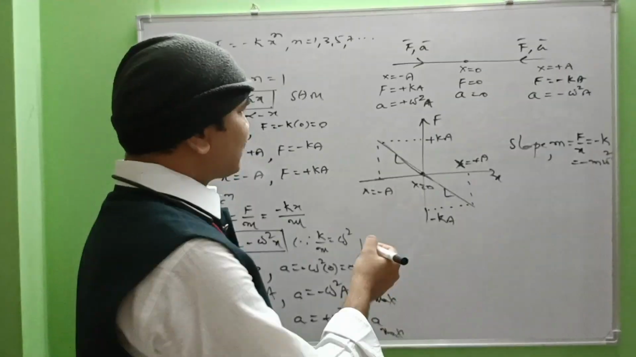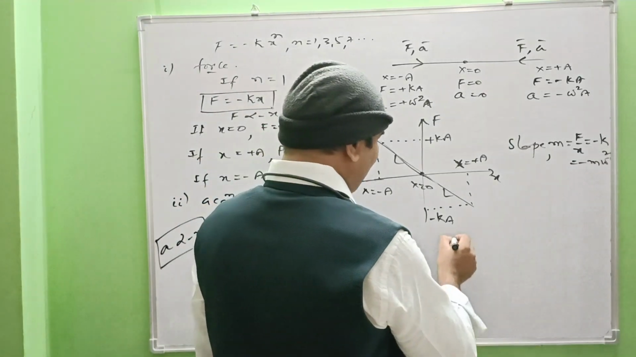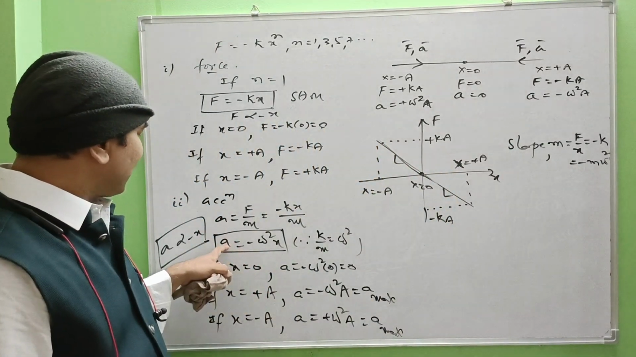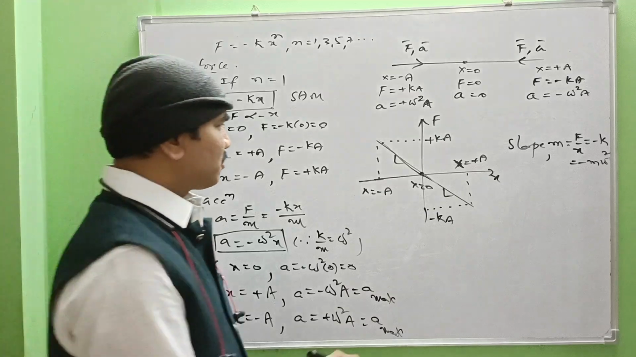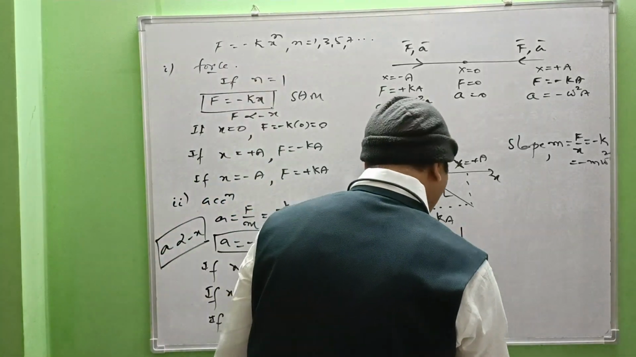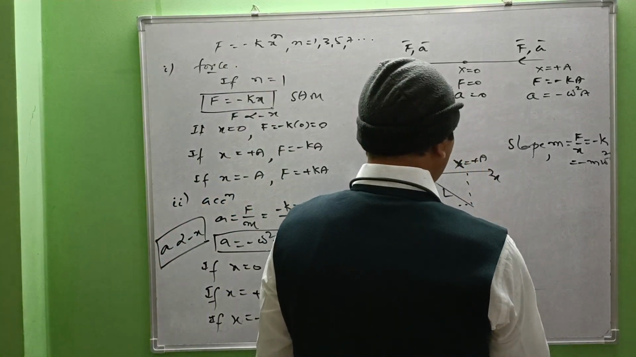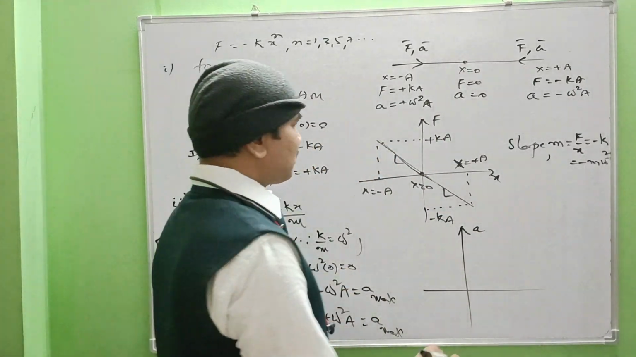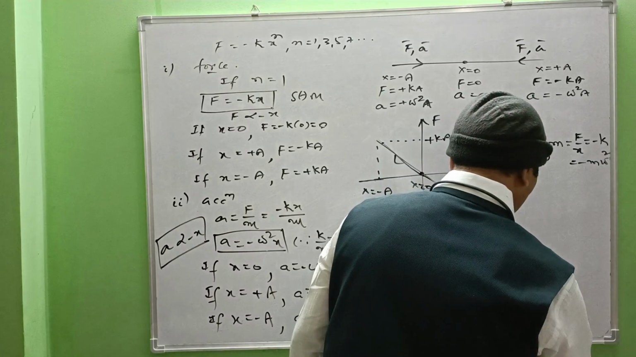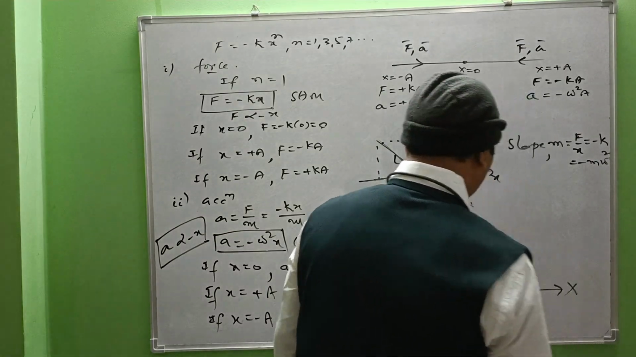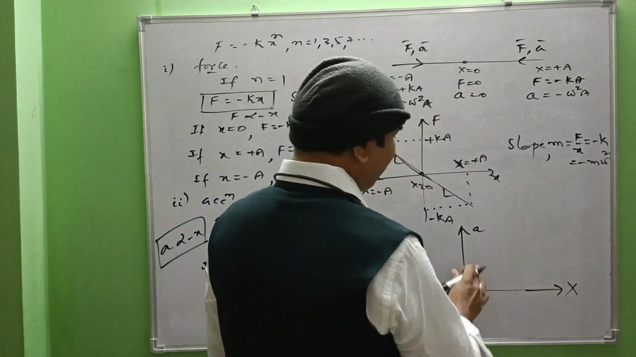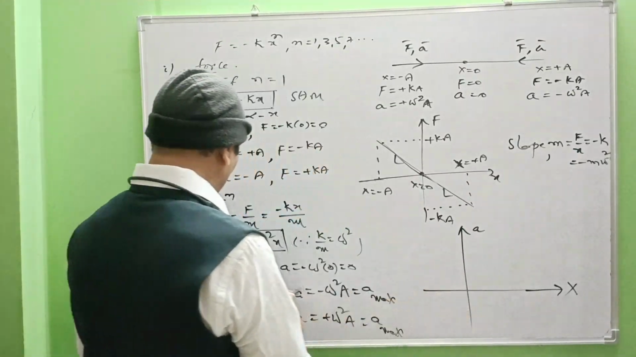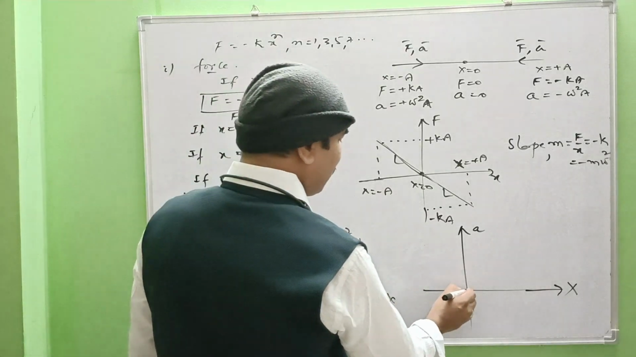Okay. In the same way, one can plot variation of acceleration with position. See here, acceleration equal to minus omega square into x. So, in the same way, acceleration is taken along y-axis and position is taken along x-axis like this. Variation of a with x. Now, see, when x equal to 0, acceleration is 0. Right?